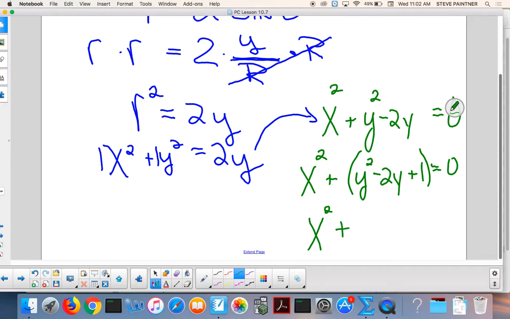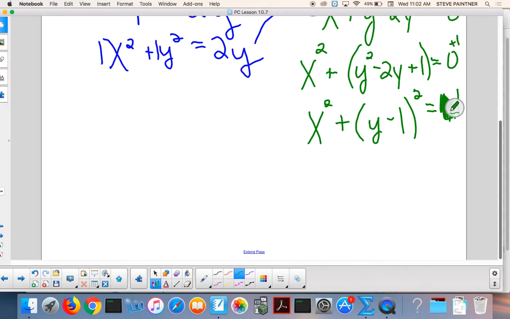So now you've made this perfect trinomial. x squared plus what? Factor this. y minus 1 squared equals. Oh, did I forget? Yes, add 1. Add 1, which makes this what? 1. Okay.